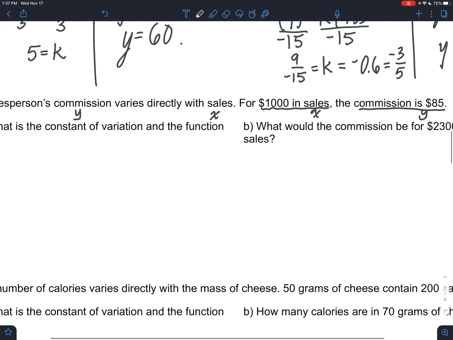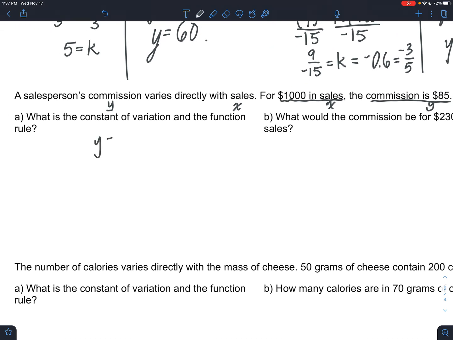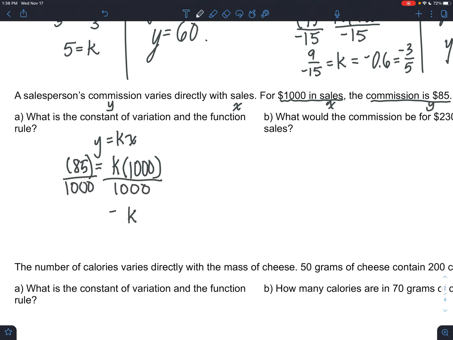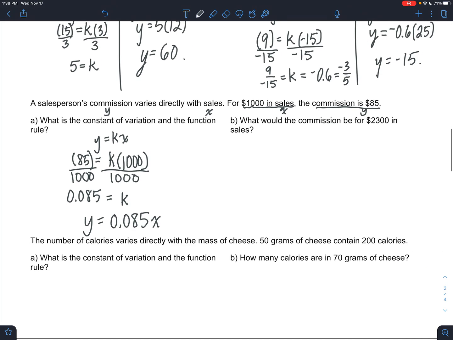And now it's starting to look like the problem that we just did, right? We're given that this is kx. And we're given 2 values, input, output. X is 1,000, then y is 85. And then we have k, our mystery constant. So we're going to isolate k, and as a decimal, this is 0.085. Okay? So the function rule is 0.085x. All right.